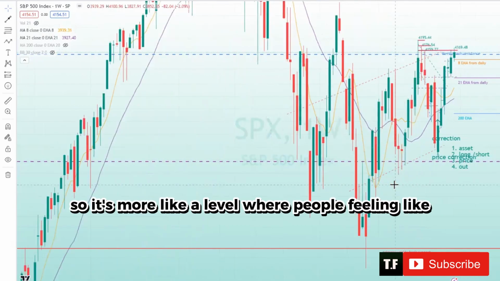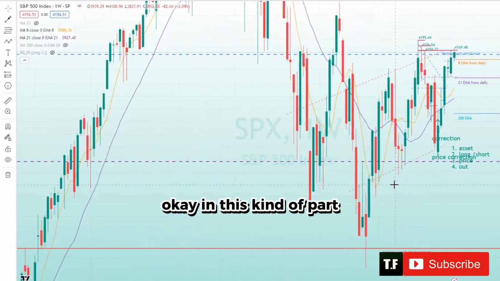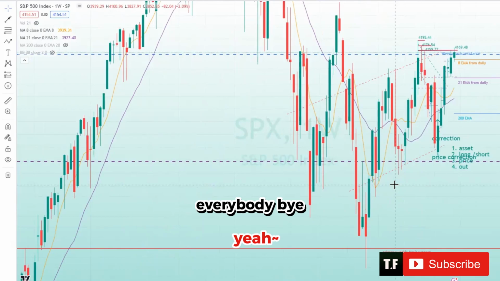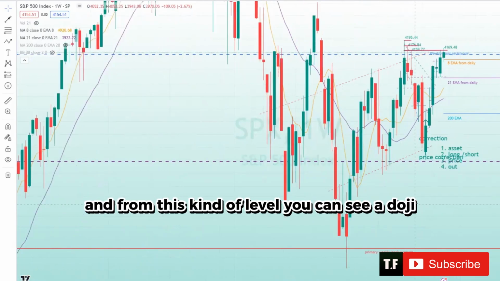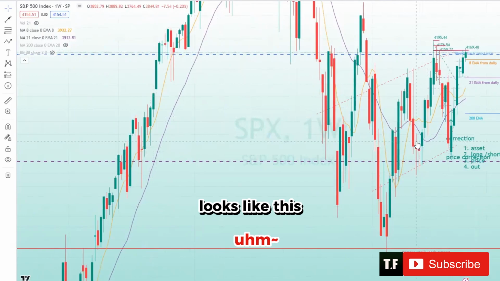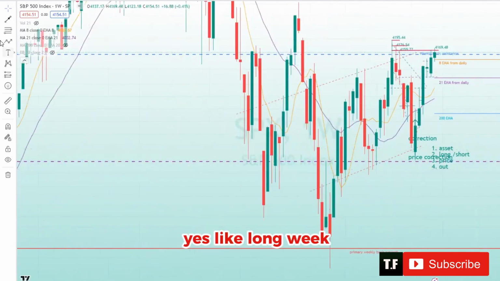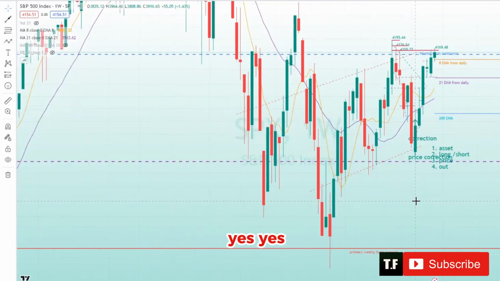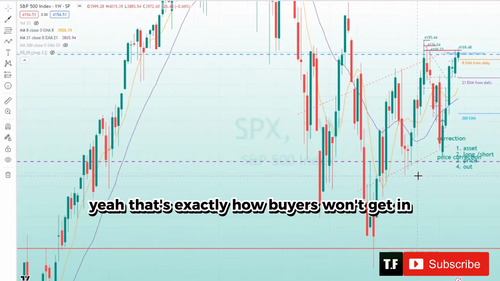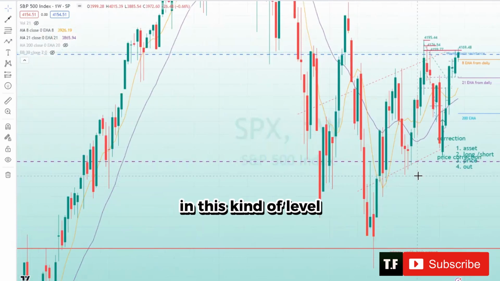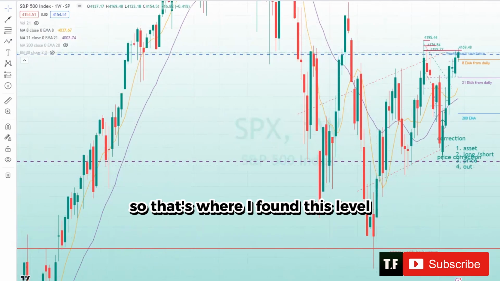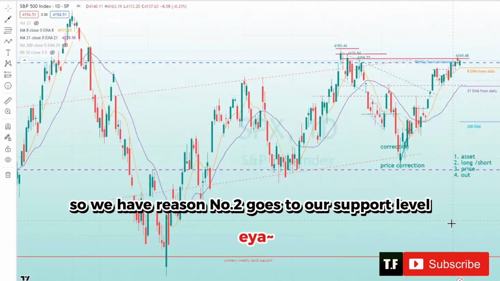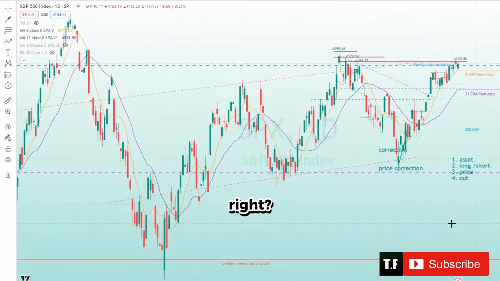It's more like a level where people feel like, okay, in this part, everything is okay, I think the economy is alright, everybody can buy. From this level, you can see a doji looks like this, with a long wick, a long tail. That's exactly how buyers get in at this kind of level. That's where I found this level. Let's go back to daily. So we have reason number two, close to our support level.